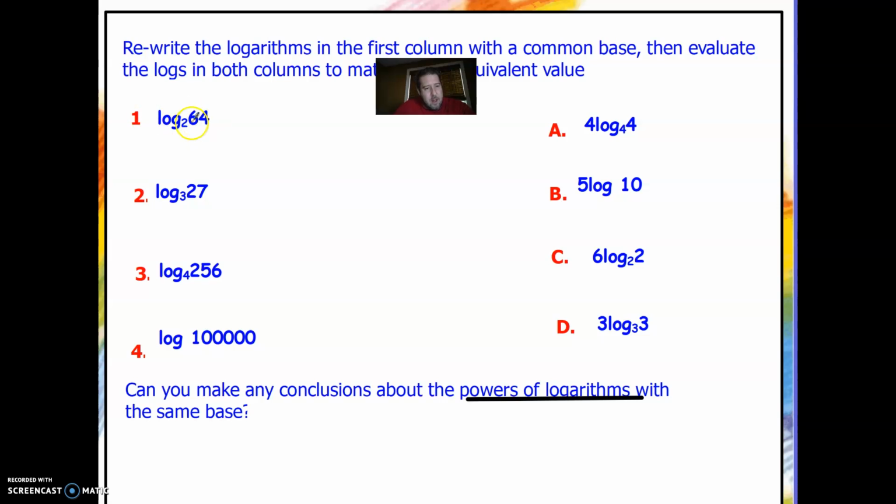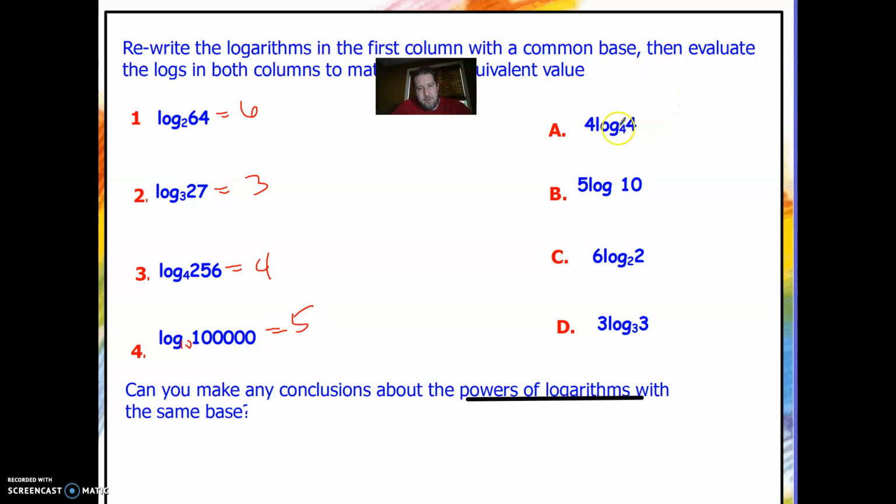So 2 to the what power is 64? 2, 4, 8, 16, 32, 64. So this equals 6. 3, 9, 27, so that's 3. 4, 16, 64, 256, that's 4. 10 to the what power, so 10, 100, 1,000, 10,000, and 100,000, so that one's 5.